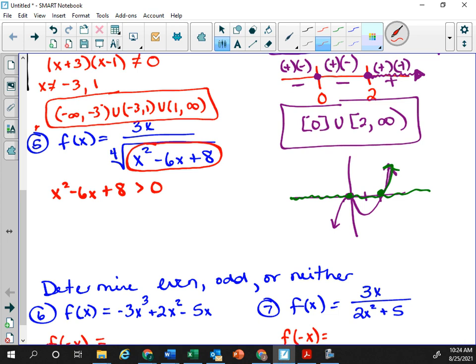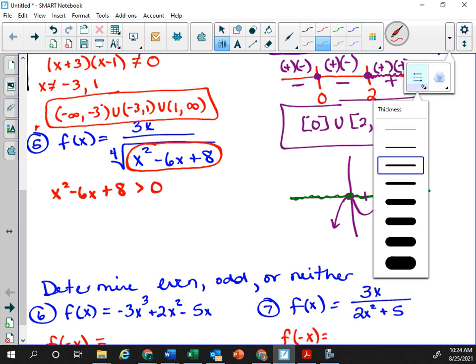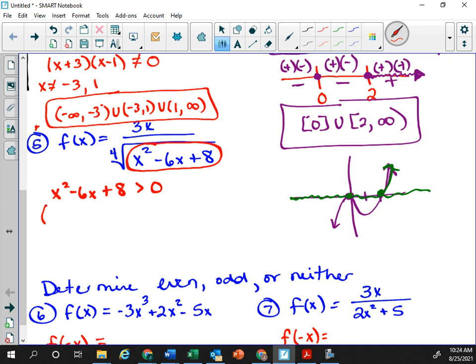Okay. All right, but it's x squared. So what do I have to do? What should my next step be? Factor, yes. So that's going to factor x minus 4, x minus 2 greater than 0. Okay, factors with that inequality. That means I need a number line. What are the 2 points on my number line? 2 and 4. All right.